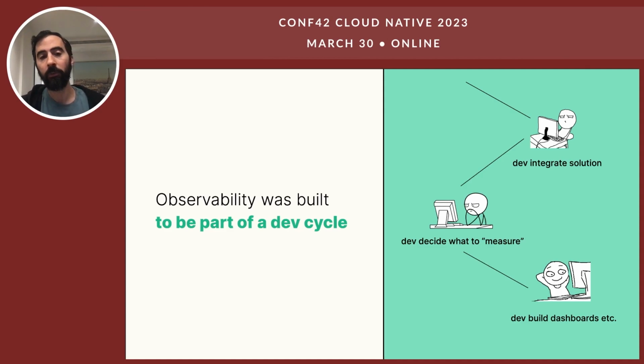Now, part of the reason how we got here is actually related to how observability was built when we just started off. Observability in a sense was built to be part of the dev cycle. It was very clear that developers would eventually integrate the solution either by changing the runtime or integrating an SDK into their code that would help them observe their application. They would then decide what to measure, where to instrument code, and what metrics to actually expose.